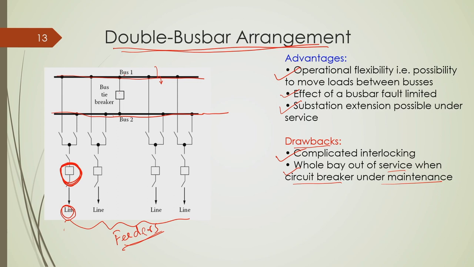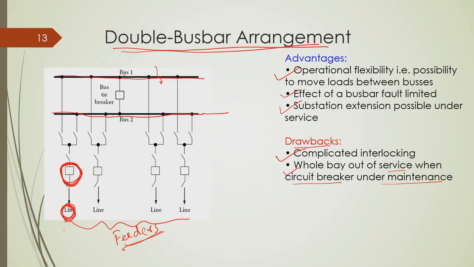So, if I need to go for maintenance of that particular circuit breaker, I have to definitely keep this line uncharged. Okay. I need power curtailment of the whole load connected to that particular feeder during that maintenance period. Okay. So, there is no other option for this feeder to get supply during the maintenance period of that particular breaker. Okay. This is one of the disadvantages.